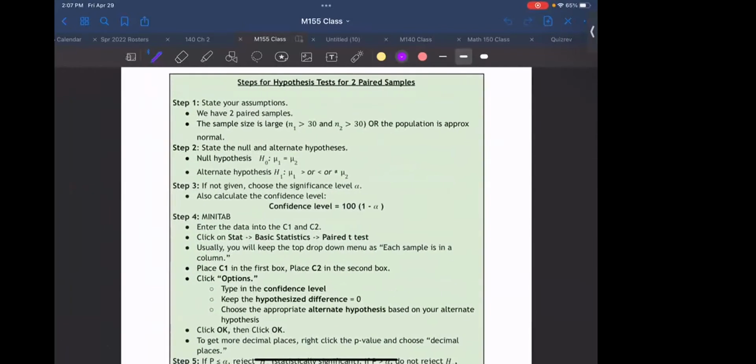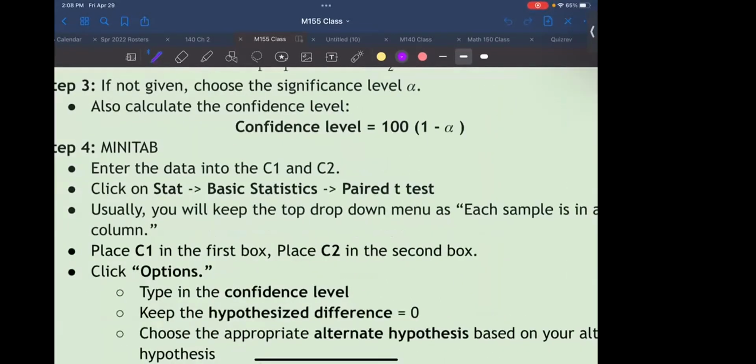And then we talked about the steps that we would follow for paired samples, pretty much the same, except we're going to use a different hypothesis or different Minitab test. Okay, so instead of using the two sample t-test for independent samples, we're going to use the paired t-test for paired samples.